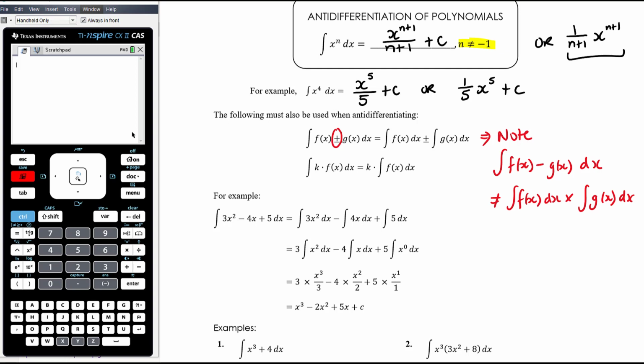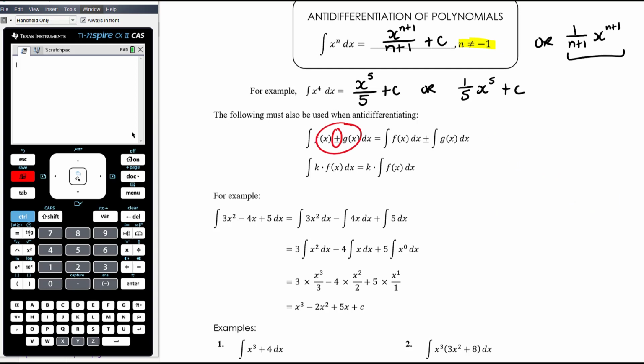Similarly, if it was division, it is not just the two separate integrals divided. So it's really important that we're careful about that. You just need to make sure that you manipulate whatever you're trying to anti-differentiate so that you just have terms involving x being added and subtracted, okay?